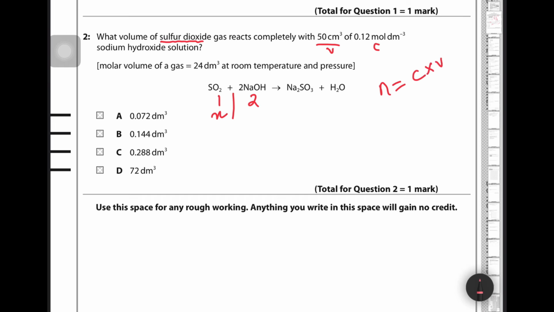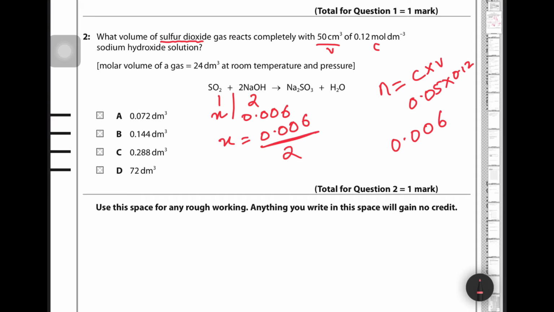If you see, the volume is in centimeter cube, so you divide by 1000. You will get 0.05 times 0.12, you get 0.006. Now let's find the value of X, equal to 0.006 divided by 2. If we divide by 2, I get 0.003, and I have to find the volume.